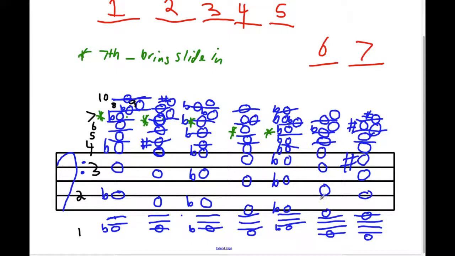And then the 7th for the F is the E flat here. So we'll need to bring that a little bit higher. And then the D natural here is the 7th partial for this one. So we'll bring that in a bit.